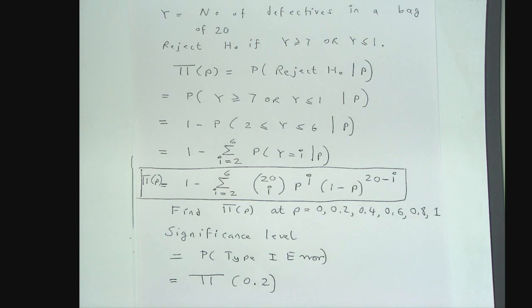Yeah, because it's type 1 error. Remember, the significance level is the probability of type 1 error. Type 1 error is equivalent to rejecting the null hypothesis when it is true. And the null hypothesis is true when p is 0.2. So this is the same as pi at 0.2.